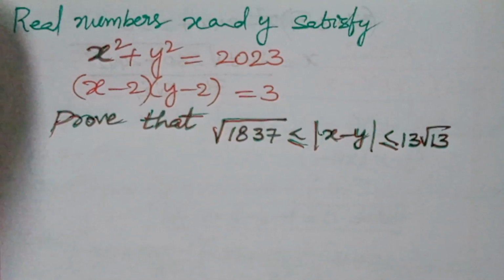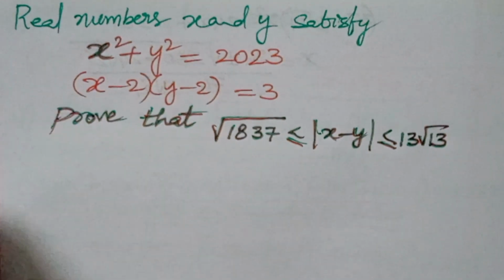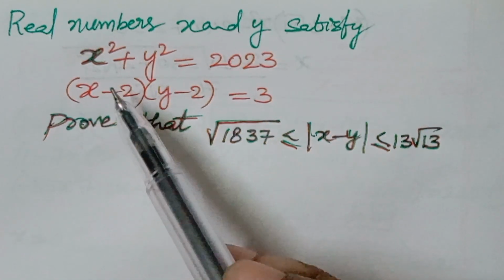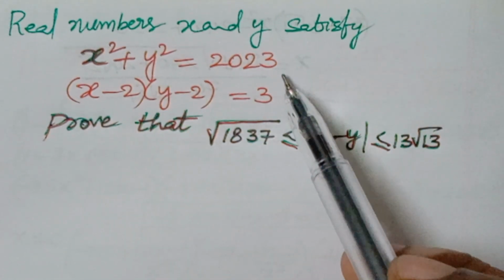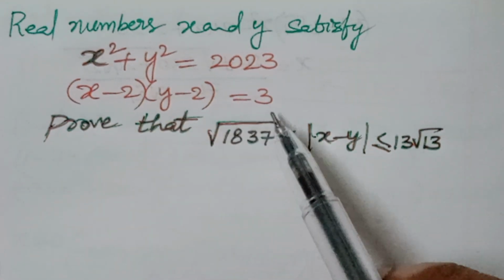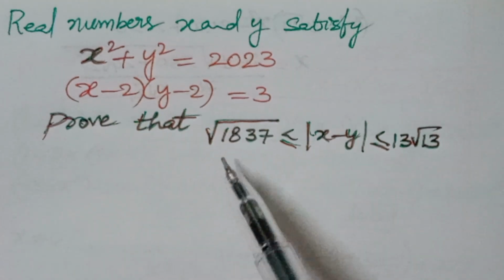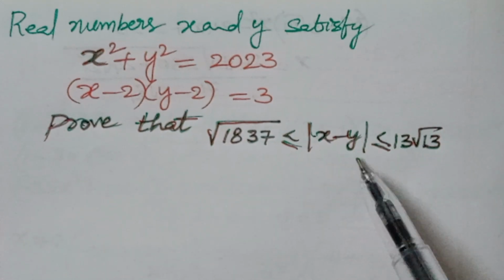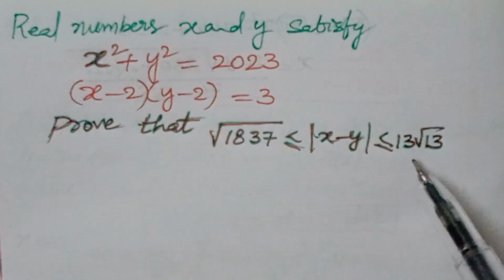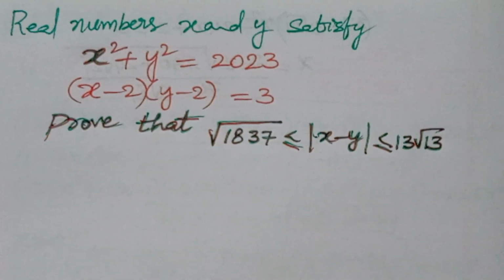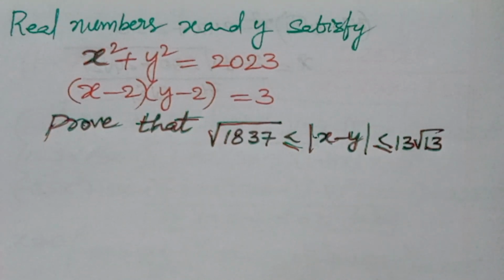Today we are looking at a Math Olympiad problem. The question is: given real numbers x, y satisfy the equations x squared plus y squared equals 2023 and (x minus 2)(y minus 2) equals 3. Prove that the square root of 1837 is less than or equal to |x minus y|, which is less than or equal to 13 root 3. As you are going to solve this problem, pause the video for 10 seconds and try it out.